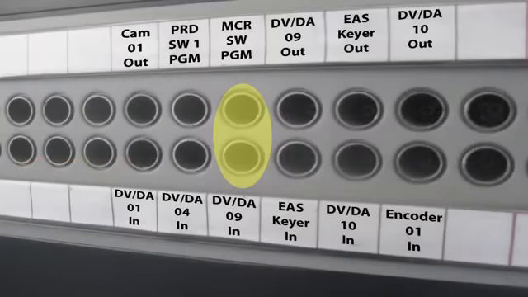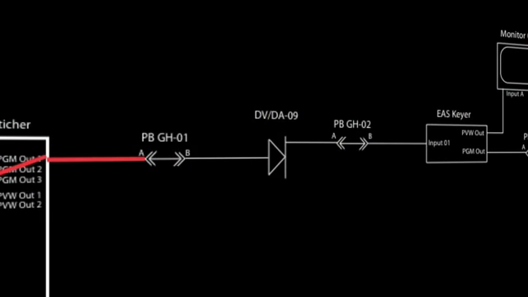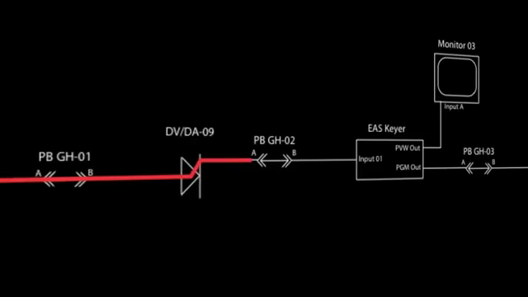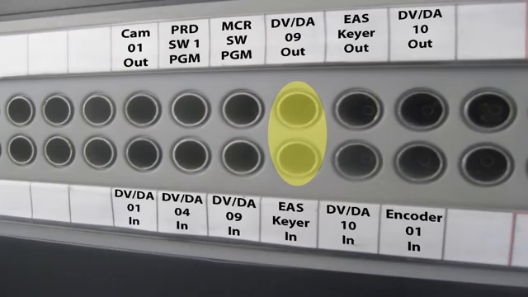This is our third patch point in this tutorial, and it's from the master control switcher program out to the digital video DA number 9 in. The next video DA distributes the program out from the master control switcher. Our fourth patch point takes the output of the video DA and sends it to the EAS keyer input.